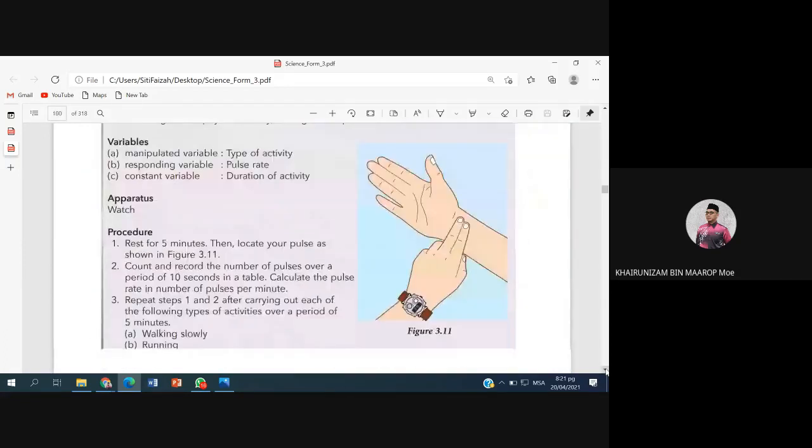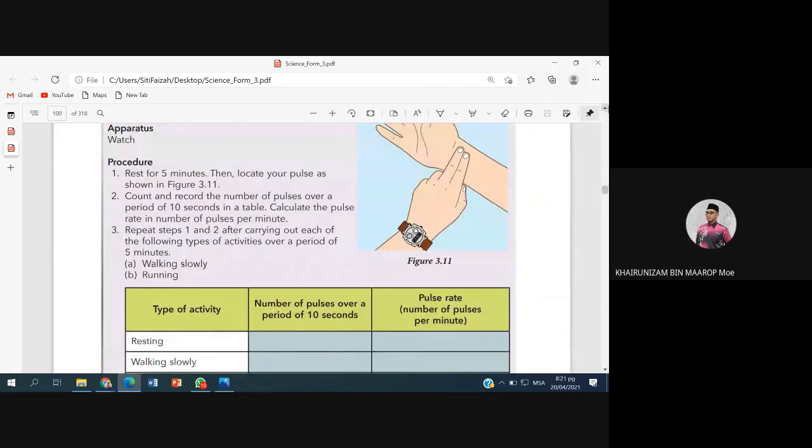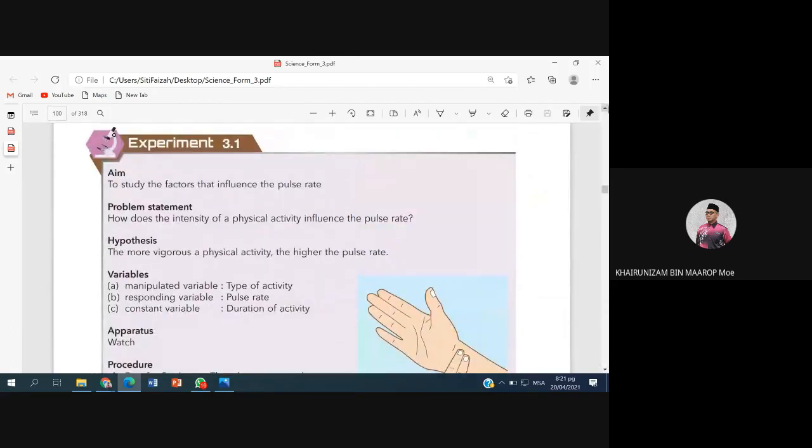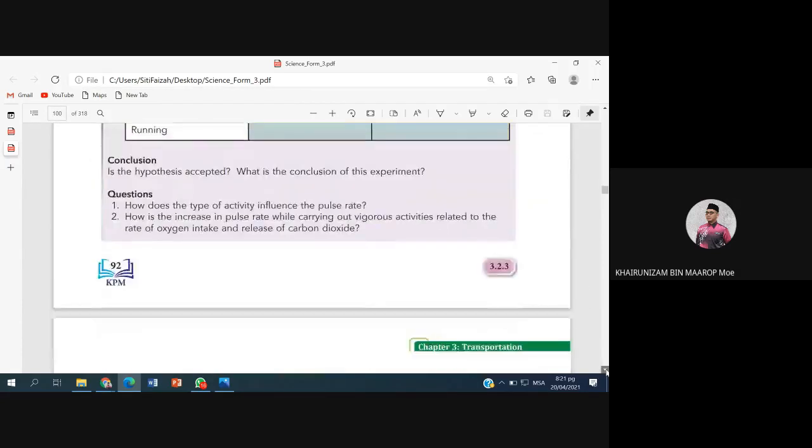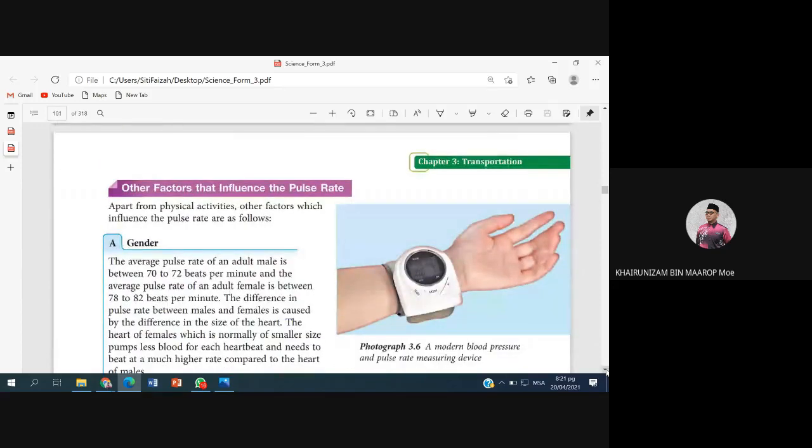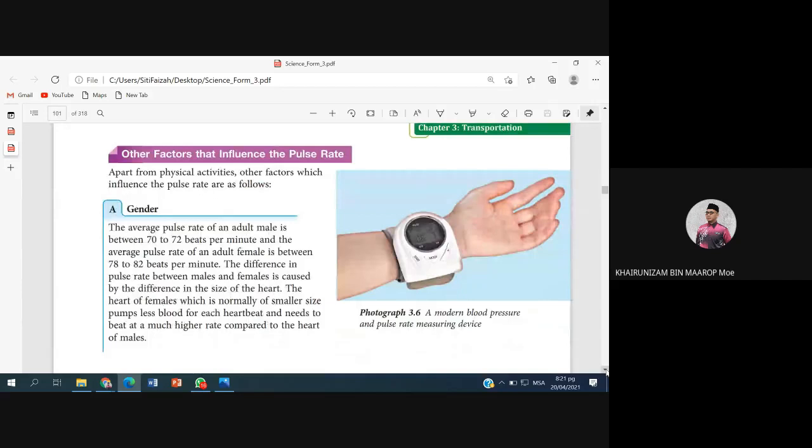So we can look. Actually, this one is the eksperimen wajib, yang perlu kamu buat. So here, these are other factors that influence the pulse rate. This is a modern blood pressure and pulse rate measuring device. Alat yang modern untuk menyukat tekanan darah dan pulse rate kita punya nadi.